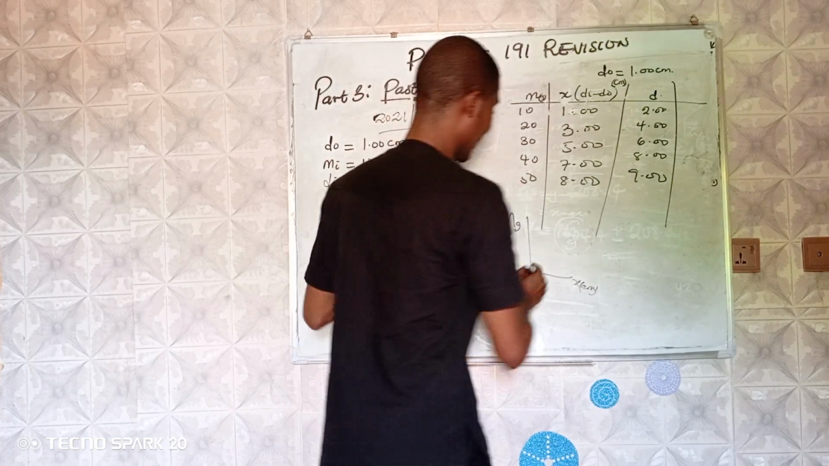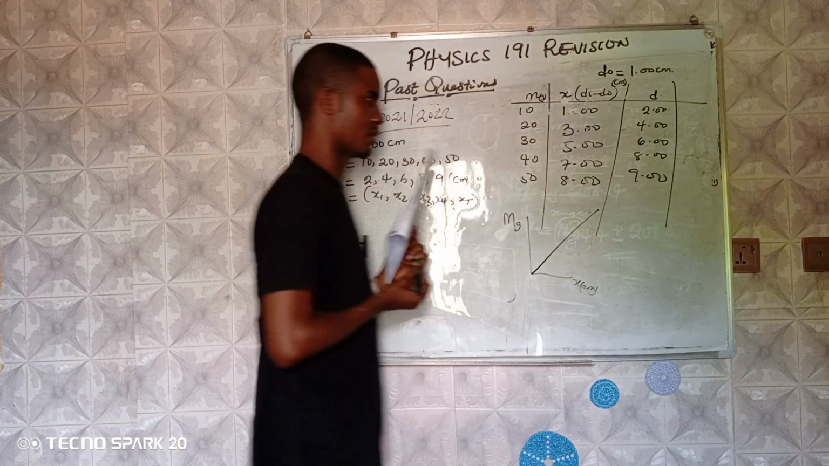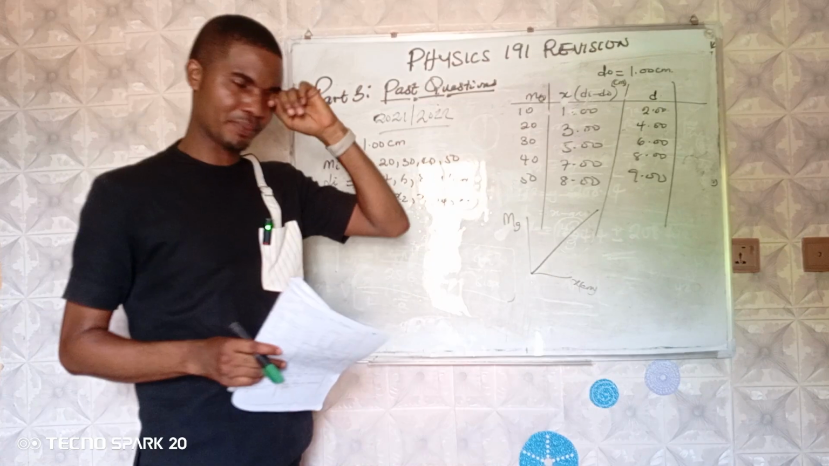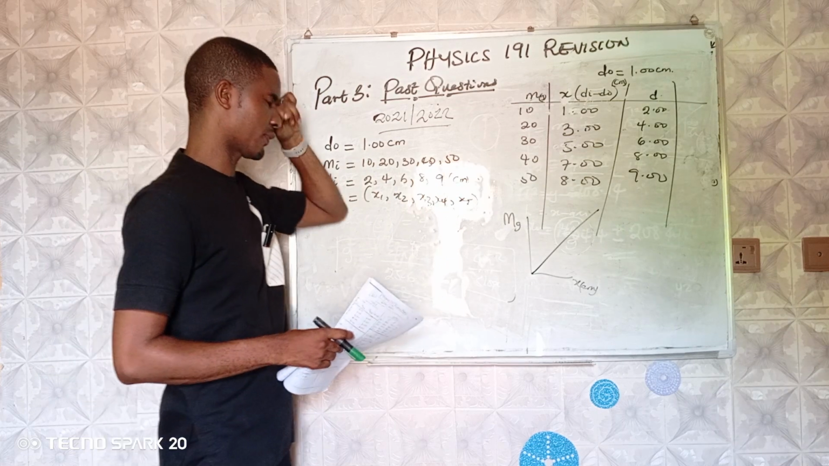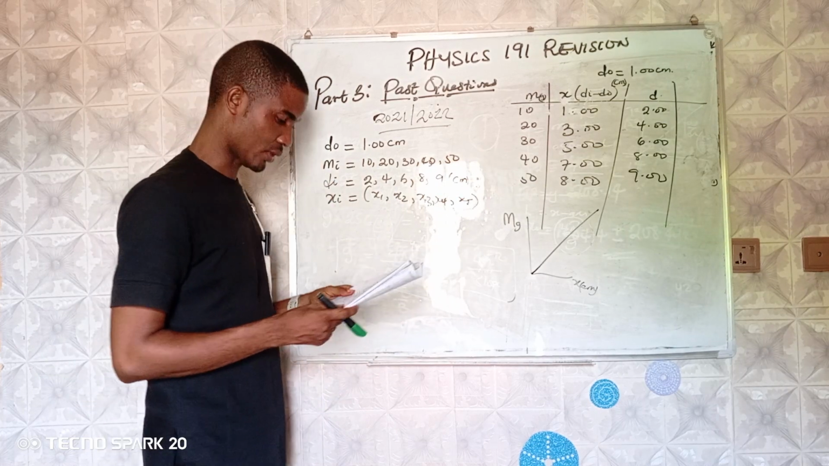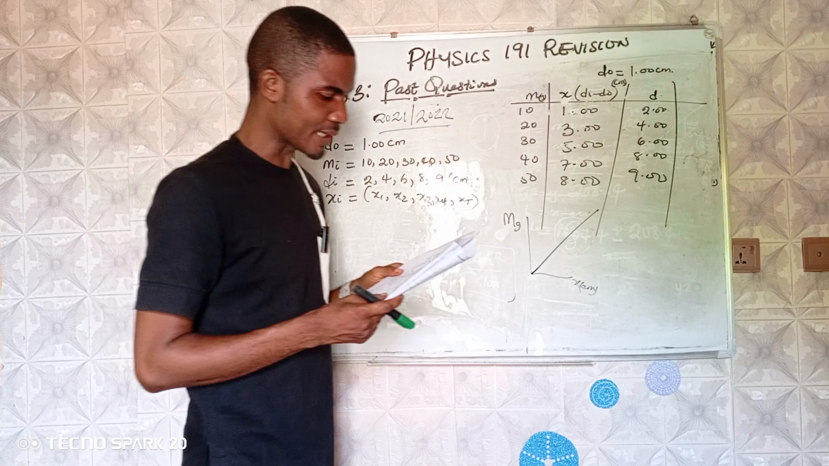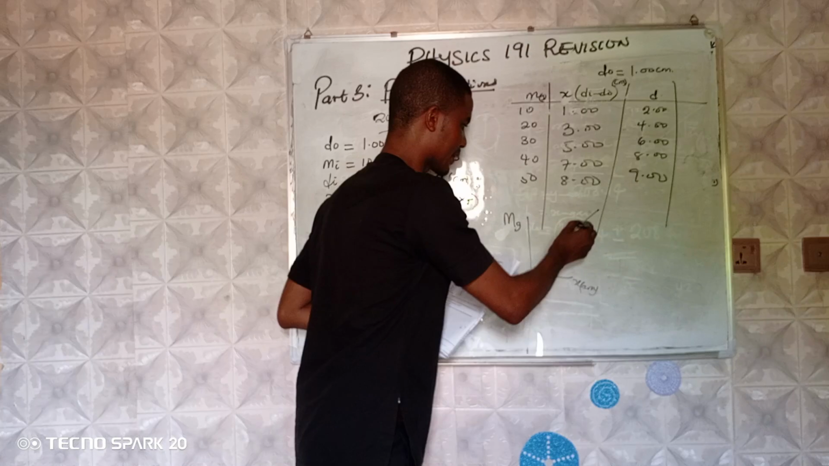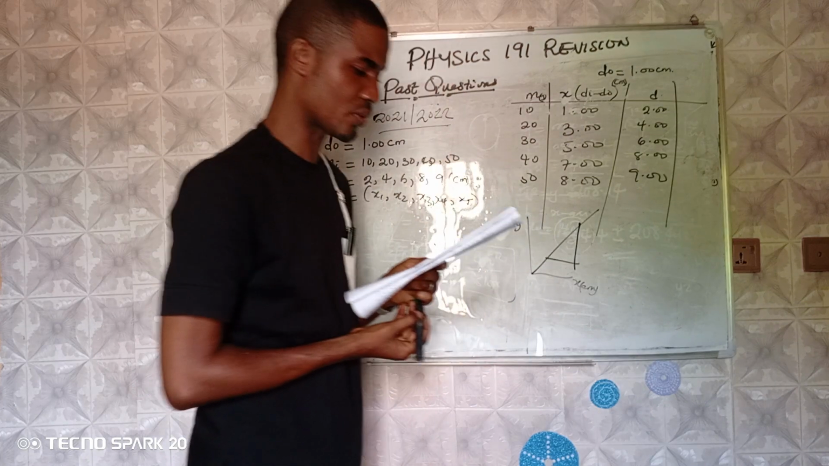Now a graph of D against X. You know that when you plot this graph, it's a straight line graph coming from the origin. We have established that before. Okay. Determine the slope of the graph. You know how to determine slope. Definitely you must do slope.